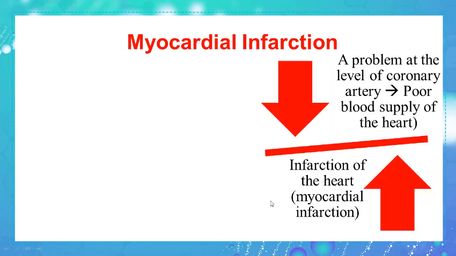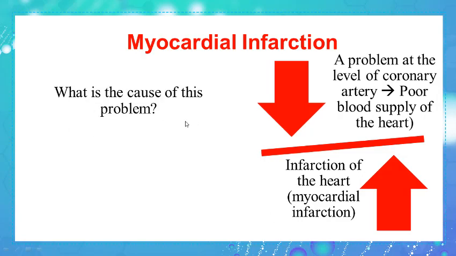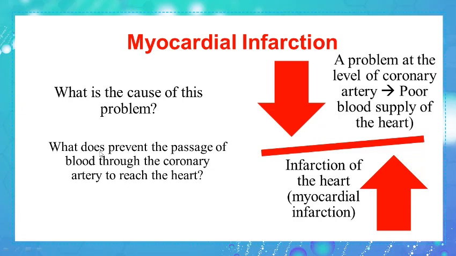So, as a result, if we have a problem at the level of coronary artery, it will lead to a poor blood supply of the heart, and this will cause an infarction of the heart, or what do we call a myocardial infarction. But what is the cause of this problem? What does prevent the passage of blood through the coronary artery to reach the heart?